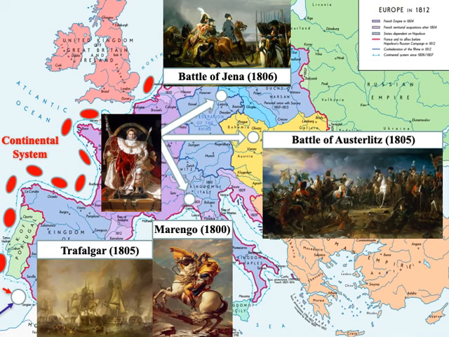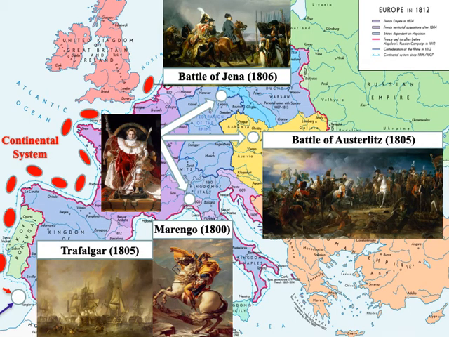And as a result, he achieves some of his greatest victories, particularly at the Battle of Jena, in which he defeats the Prussian army, the Battle of Austerlitz, in which he defeats the Austrian army, and also defeats the Austrians again at the Battle of Marengo. At the Battle of Trafalgar, however, he meets his traditional enemy in the British.